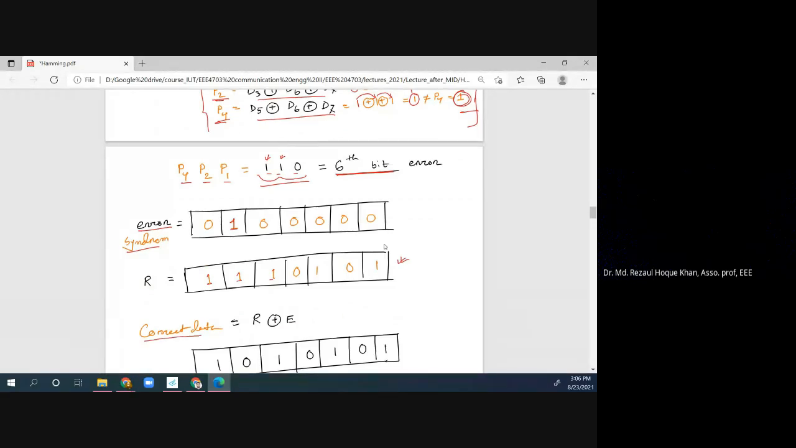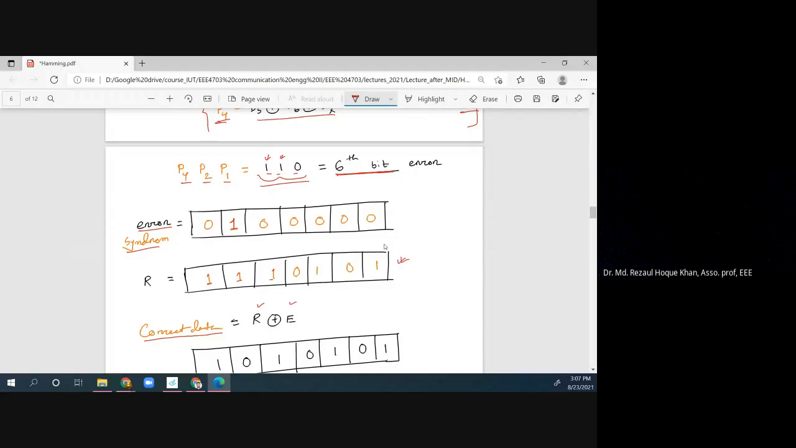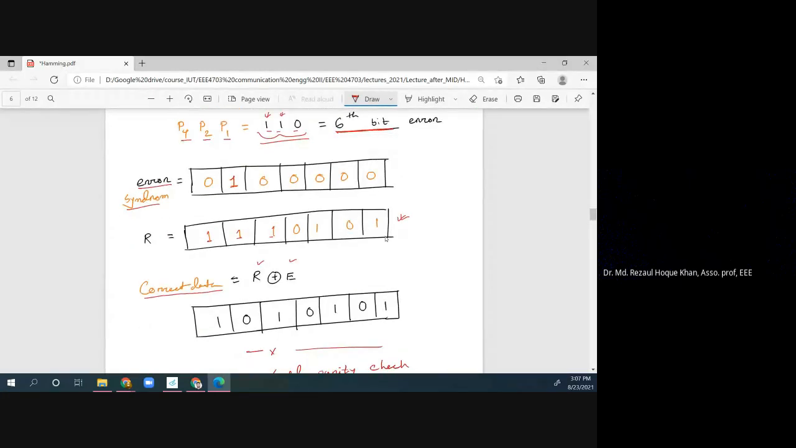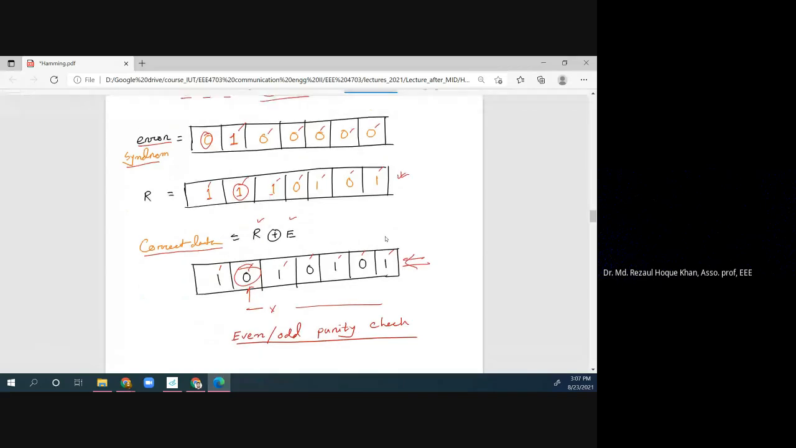So we find the error syndrome and the received code. The corrected data will be the error syndrome and the received code XORed. So you see, 0 1 0 1 is 1 1 1 0 0 1 1 0 0 0 0 1, 1 0 0 0 0 1 1. Every bit remains the same except this altered one, because it was 1, which was not the correct bit, so it changed to 0. Now it becomes the correct one. So we can detect it, and we can correct it. Got it, guys?